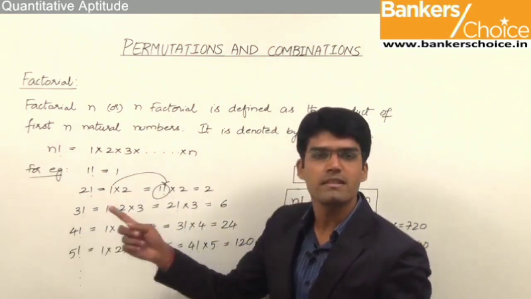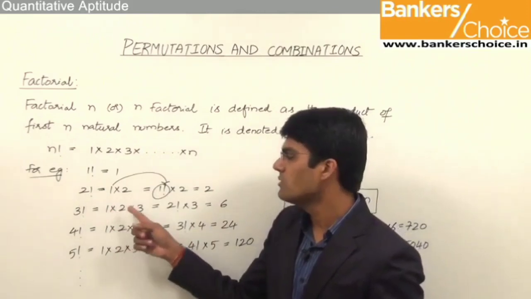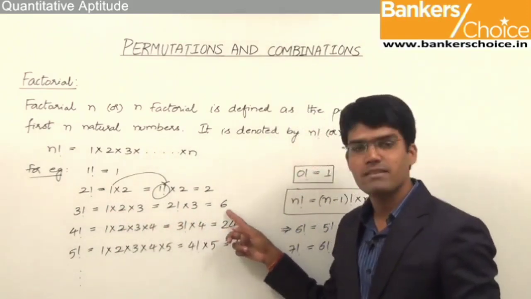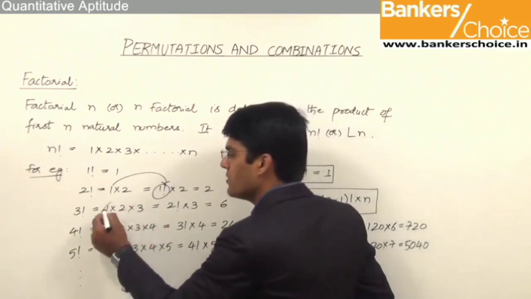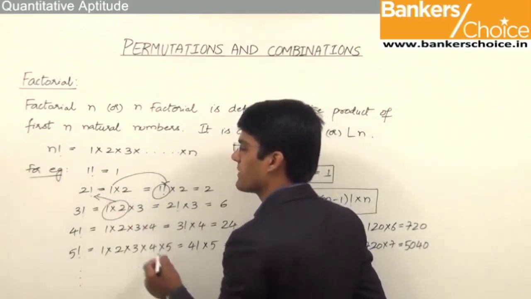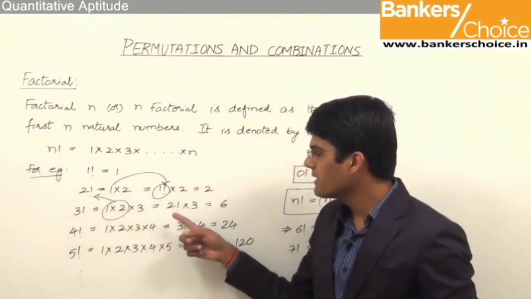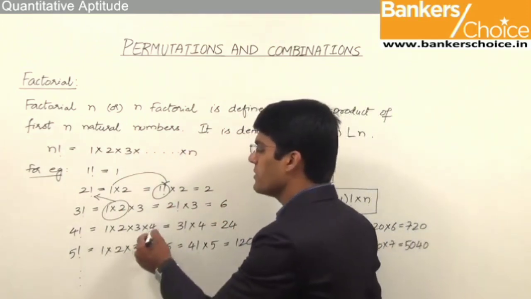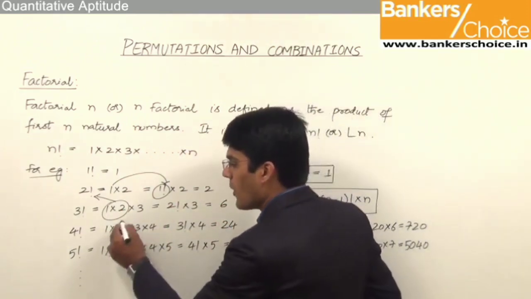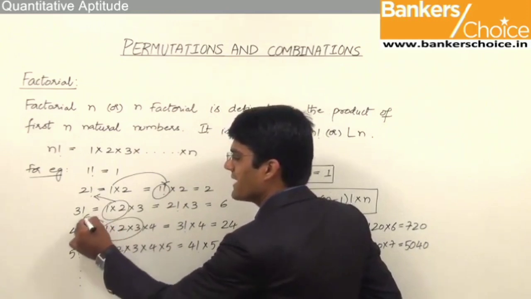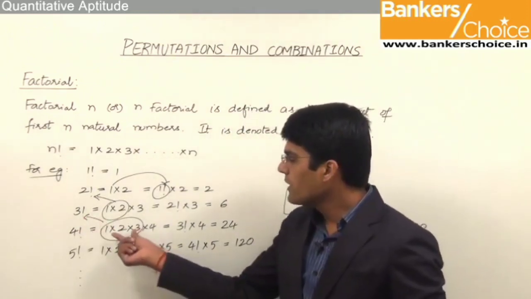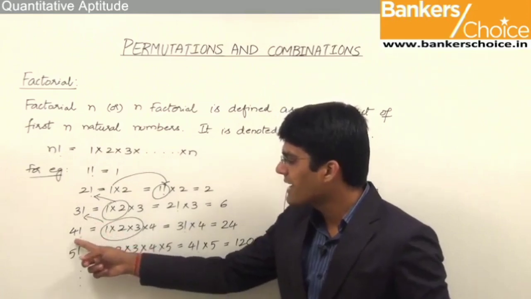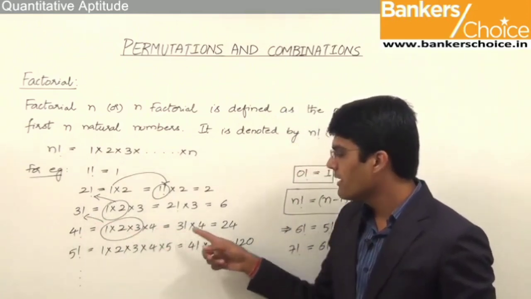Likewise, 3 factorial is the product of first 3 natural numbers. So 1 into 2 into 3. 1 into 2 is 2, 2 into 3 is 6. And if you observe, 1 into 2 is nothing but 2 factorial. So we can say that 3 factorial is 2 factorial into 3. Likewise, 4 factorial is 1 into 2 into 3 into 4. And again here, 1 into 2 into 3 can be taken as 3 factorial. Why? Because 1 into 2 into 3, the product of first 3 natural numbers, is 3 factorial. So we can say 4 factorial is equal to 3 factorial into 4.